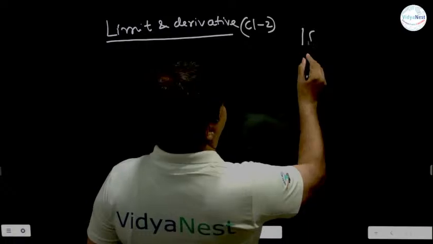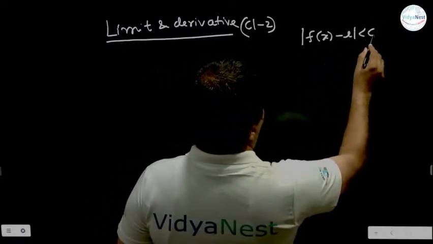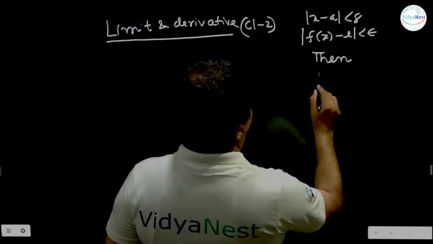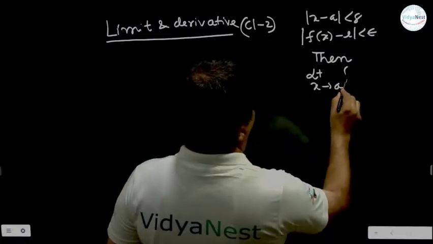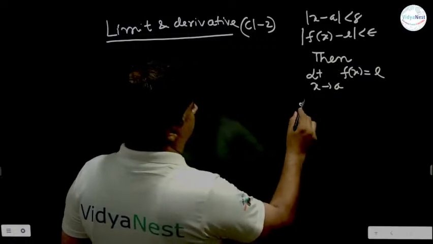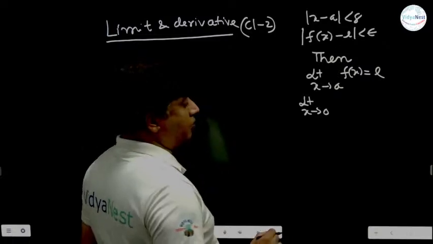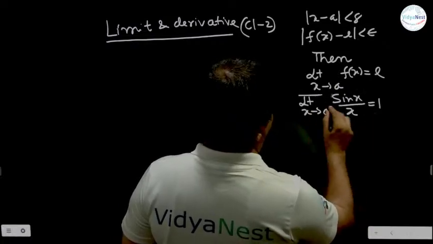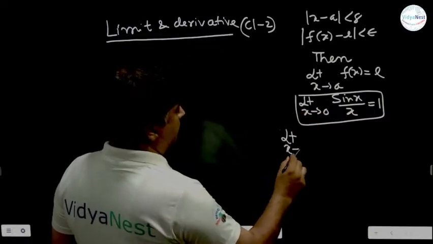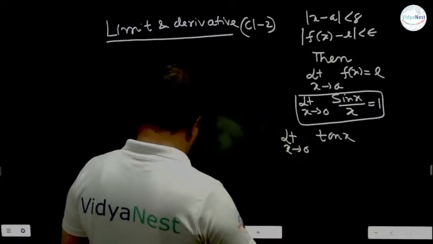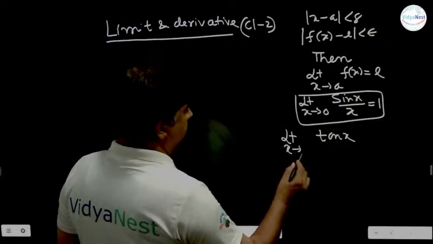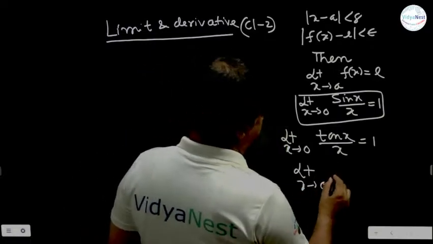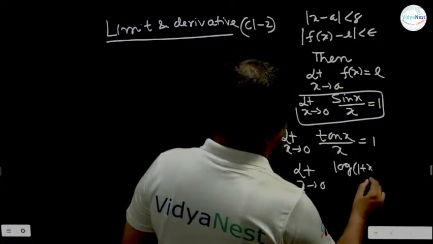You know the definition of the limit. Then limit x tends to a, f(x) is equal to L. You know this basic formula came from the squeeze play theorem or sandwich theorem. We had gone through this property also, this property in limit.